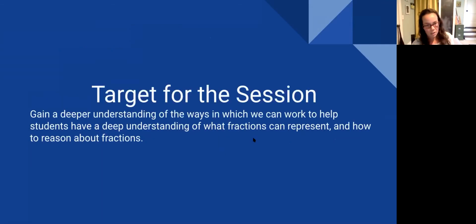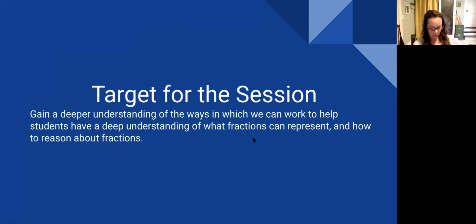So the target for this session, we're going to gain a deeper understanding of the ways in which we can work to help students have a deep understanding of what fractions can represent and how to reason about fractions. Fractions are my very favorite thing to teach. I taught 5th grade for 15 years, and I obviously had to teach a lot of fractions in that time, but I just love them.